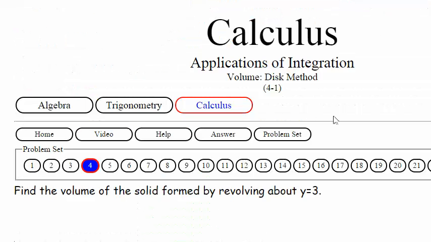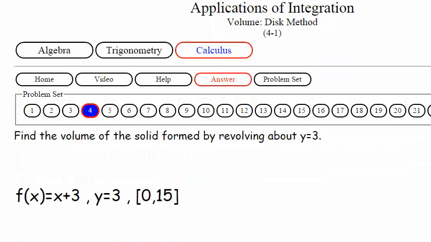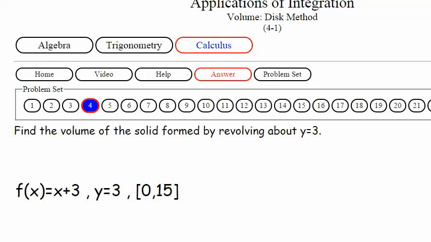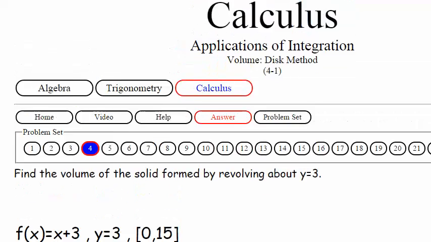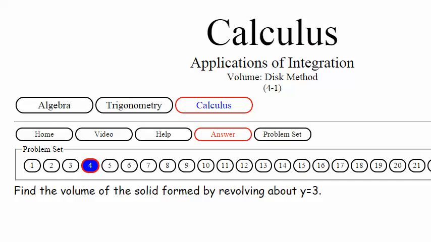Let's go up here. Let's hit the answer. 1125 pi. I just looked at my calculator and I saw 1125. I'm like, where's the pi at? That was really weird. That was kind of bizarre.